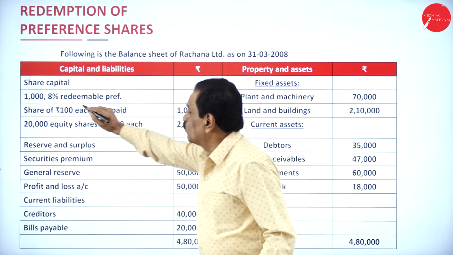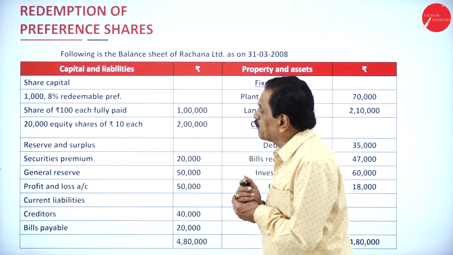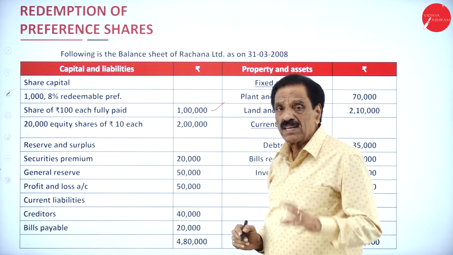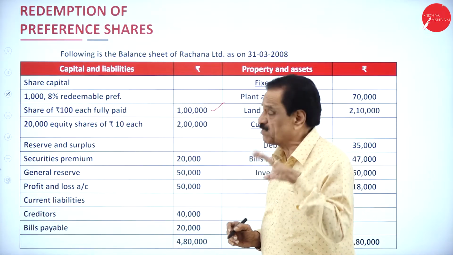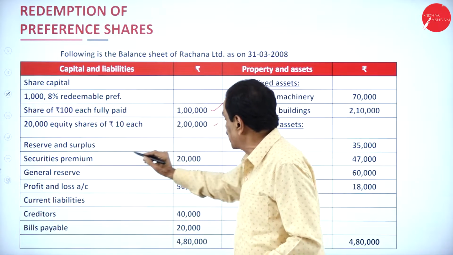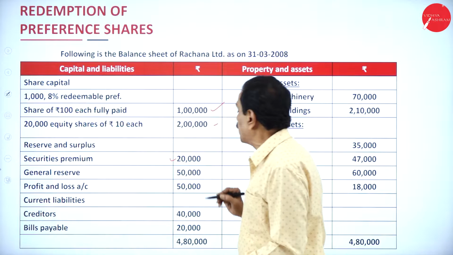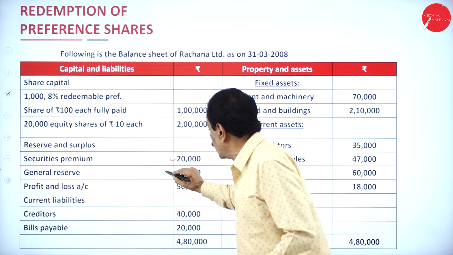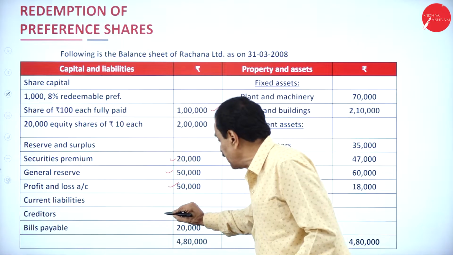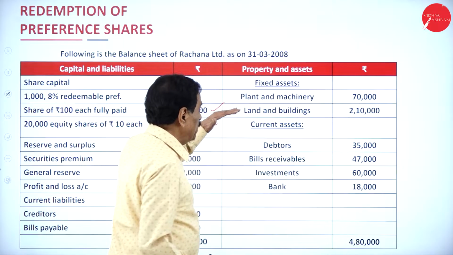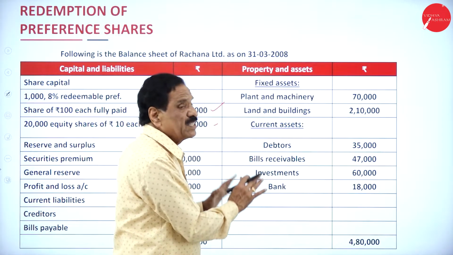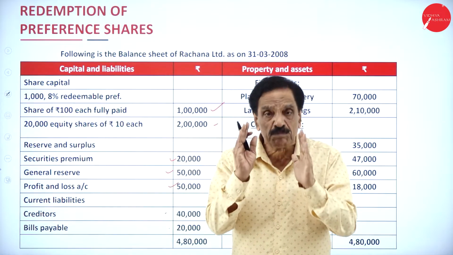See that, 100, 8% redeemable preference shares of 100 each, 1 lakh. We have to pay back 1 lakh rupees, the amount to be paid back at face value. Then 20,000 equity shares of 10 each, 2 lakh is there. Reserve and surplus: share premium is 20,000. In the reserve, you have got 50,000. Then your P&L account, you have got 50,000. Fixed assets, then debtors, bills receivable, investment, bank are there. So this is a balance sheet before the redemption of preference share.